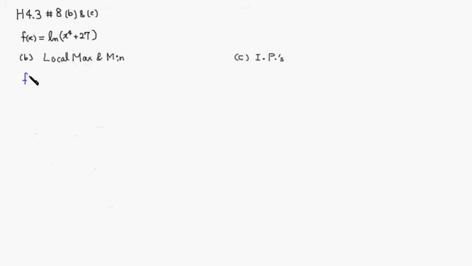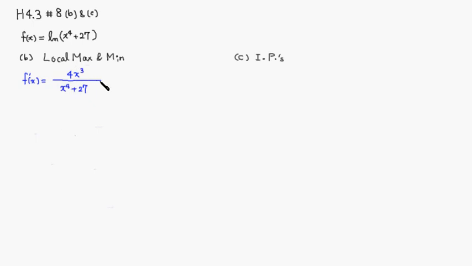So f prime of x is equal to, alright, so whenever you take the log of something, you're going to have to put whatever is inside the log on the bottom. So x to the fourth plus 27. Take the derivative of that, you get 4x cubed.